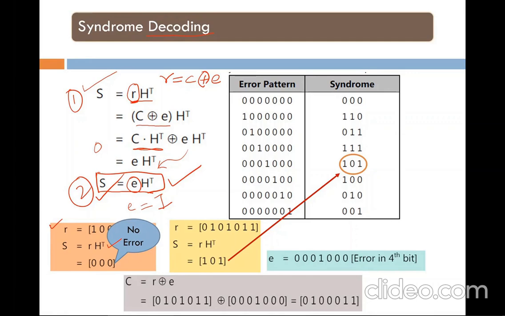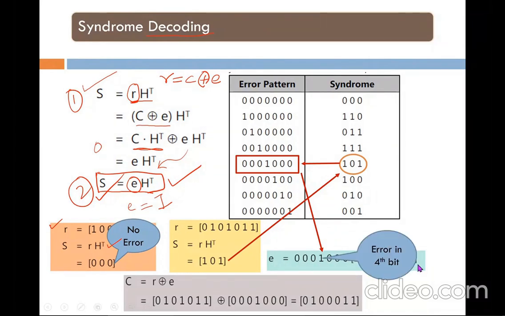Then the error pattern in the fifth row is the corresponding error pattern and it will give us the error location. So we have the error in the fourth bit, maybe from the LSB side or MSB side, from either side it is the fourth bit. So we can see that we have taken out this error pattern as E equal to 000100 and the error is in the fourth bit.